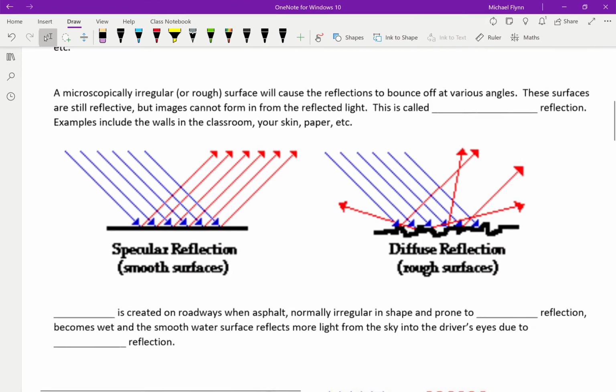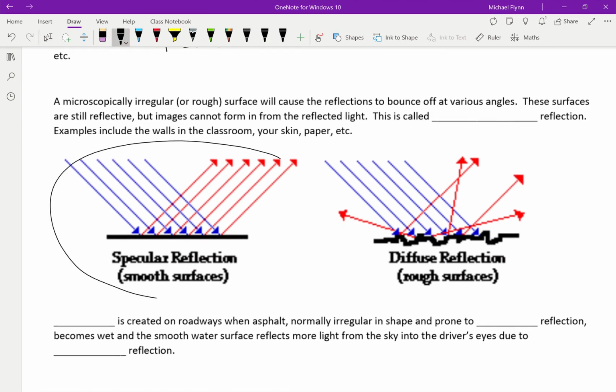Now I've got a little picture of that here. See, if light is reflecting off this nice and flat surface down here, that I'm making a scribbly line over, and all the light bounces off in the same direction, that's called a specular reflection. And it happens because the surfaces are flat.